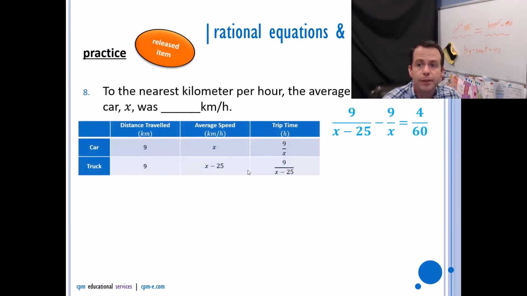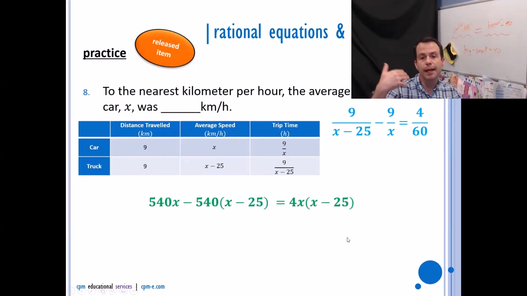Now, what are you doing with that? You want to figure out the speed of the car. Well, in order to figure out the speed of the car, we have to solve this equation. The equation was given to you. You just have to solve it. So we could multiply everything by 60 times x minus 25. That's our common denominator, so that would get rid of all the denominators. Or we could write it all with a common denominator first and then combine the numerators. It totally doesn't matter. I chose to multiply everything by the common denominator, just to do 2 steps in one.